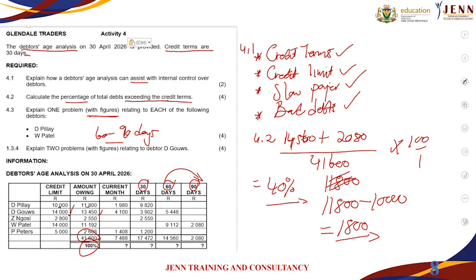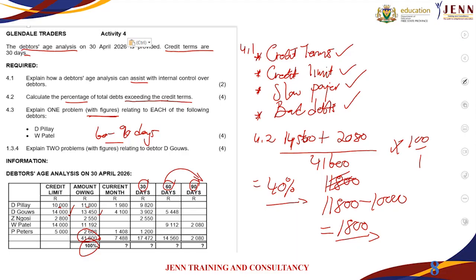Goins has exceeded his credit terms. Problem number one, he has exceeded credit terms. What will be the figure? 60 days. The figure will be 60 days. That's problem number one. Now let's identify the second problem.